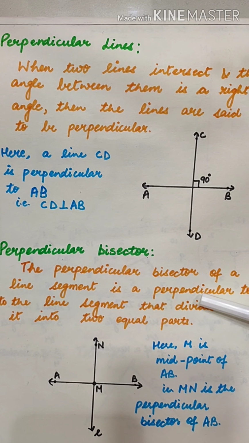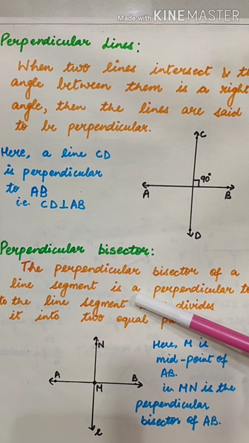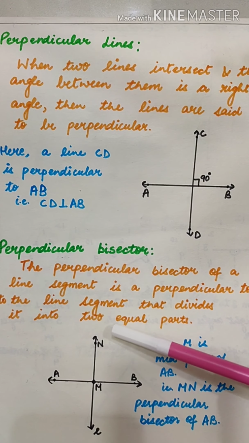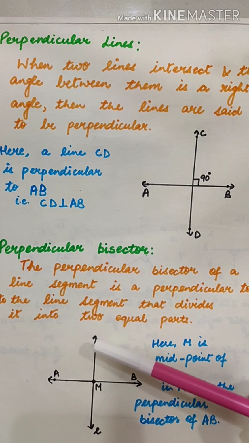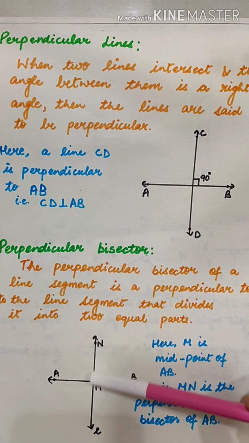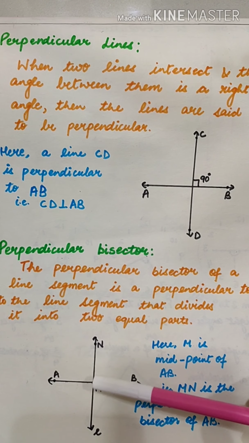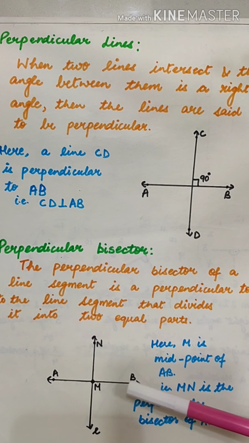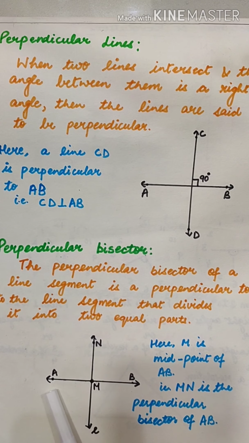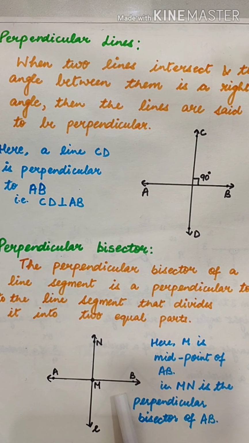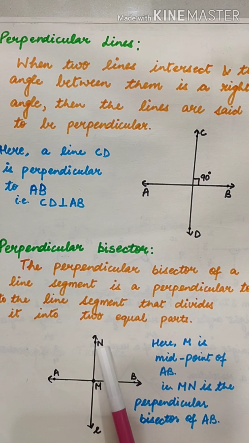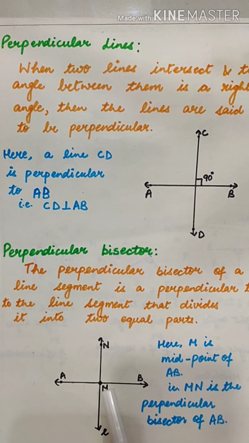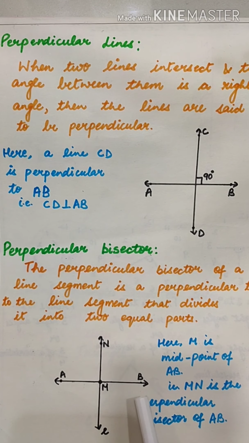So next is perpendicular bisector. The perpendicular bisector of a line segment is a perpendicular to the line segment that divides it into two equal parts. So here this MN is the perpendicular bisector of AB because M is the midpoint of AB. M divides the AB into two equal parts. So MN is the perpendicular bisector of AB. It means this angle is 90 degree and AM is equal to MB here.